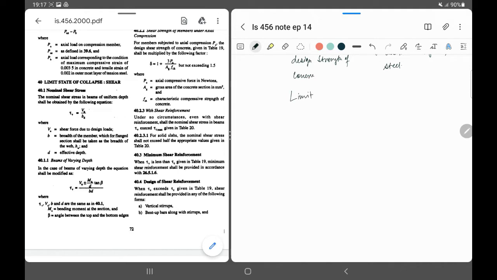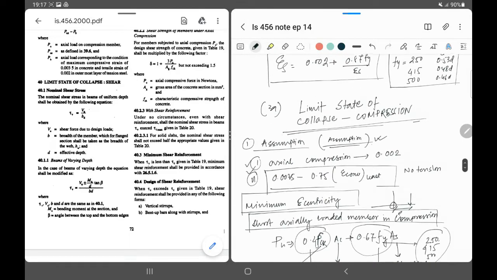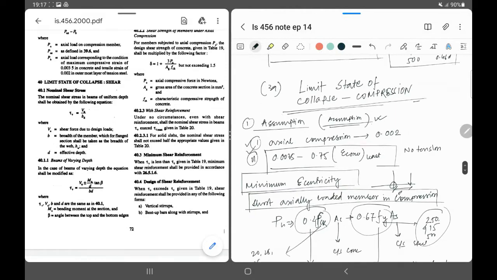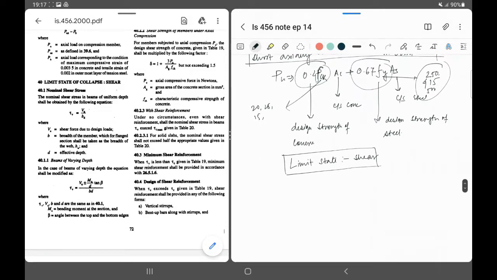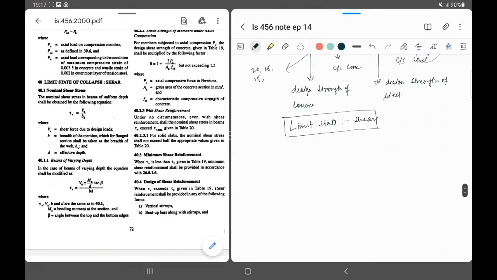Limit state of shear. In my last video, I talked about the limit state of collapse in compression, where I discussed all the assumptions. So today in this video, we'll share some codal provisions regarding the limit state of shear. Hope you understand. So without further delay, let's get started.